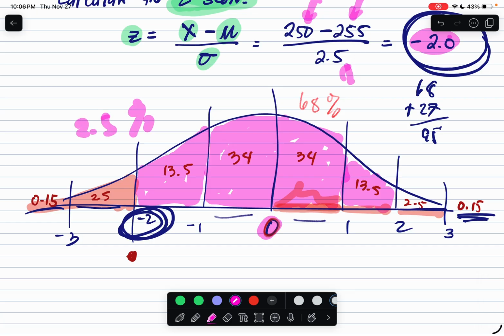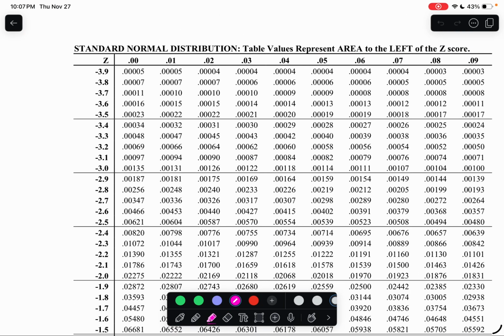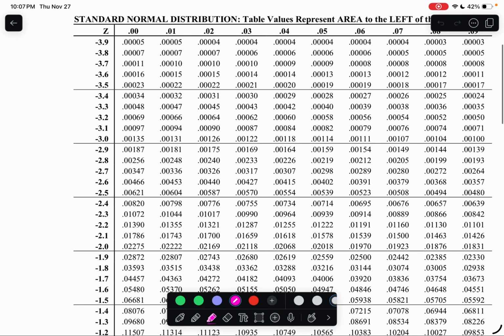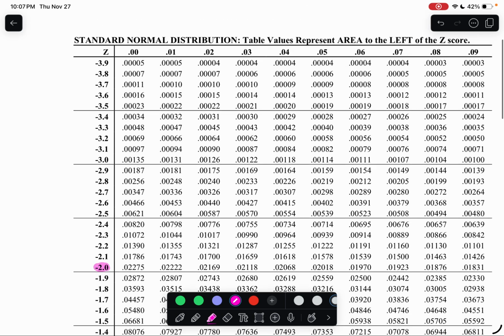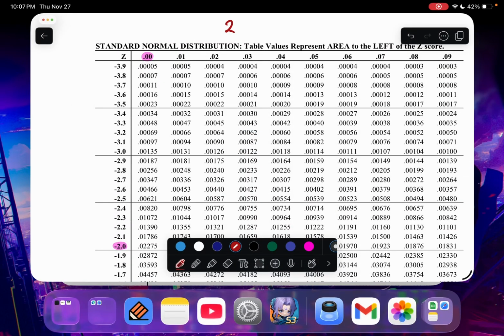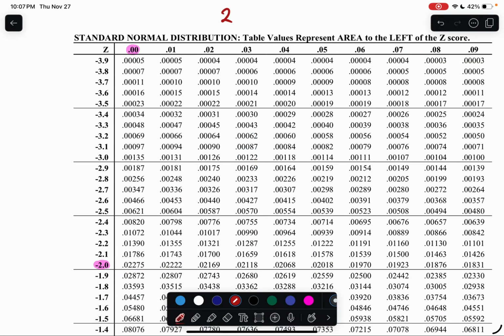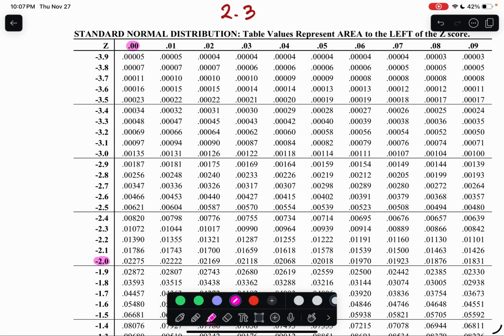Or, we also have here the standard normal distribution table. I normally print this one in my class and hand it to them, and then you just find it. Our computed z is -2, so 0.0. If your computed z is, let's say, 2.3, you go here: 2, right? And then 0.3, so here. This one will be your answer.